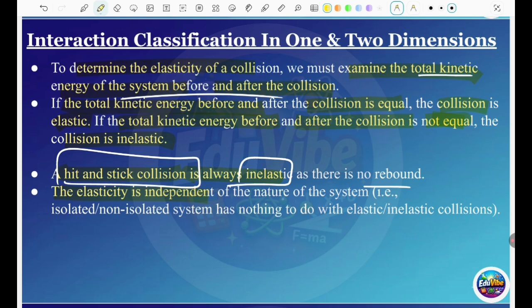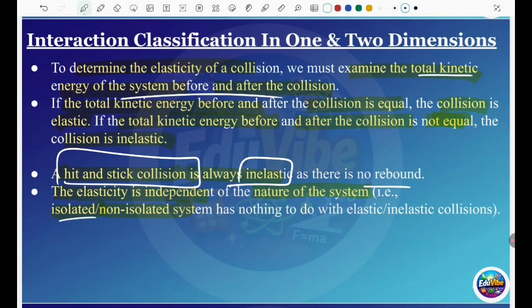The elasticity is independent of the nature of the system, isolated or non-isolated. Now isolated and non-isolated is dependent on momentum. If we find the momentum, and the momentum before and after is equal, then we have an isolated system.